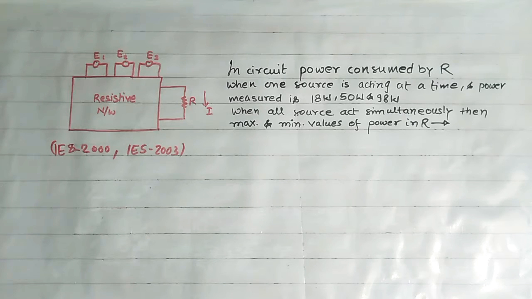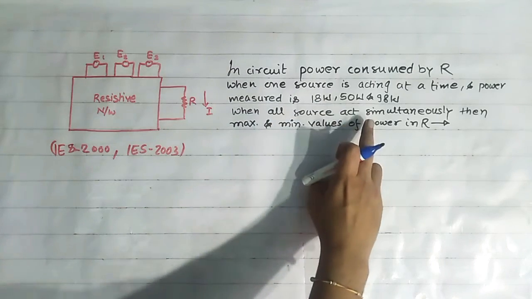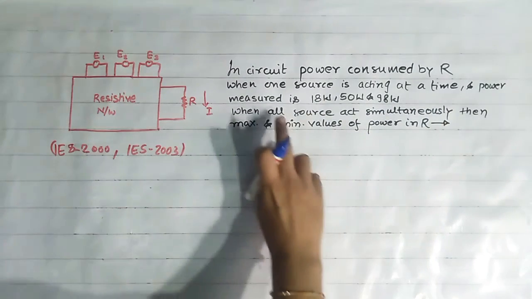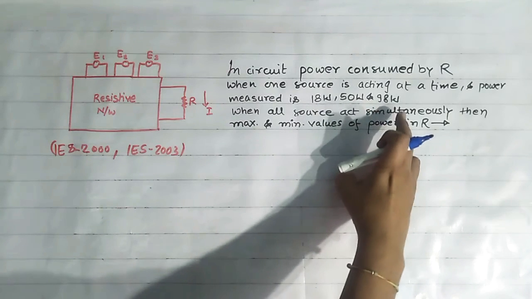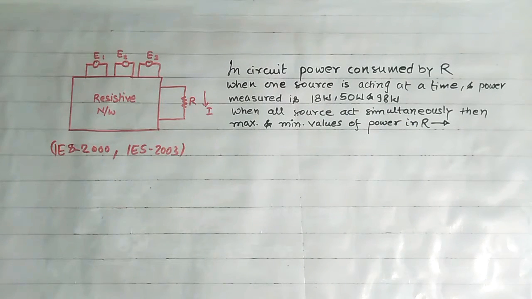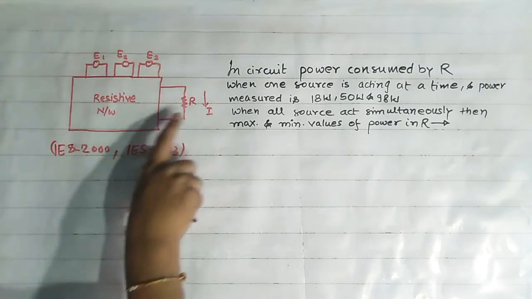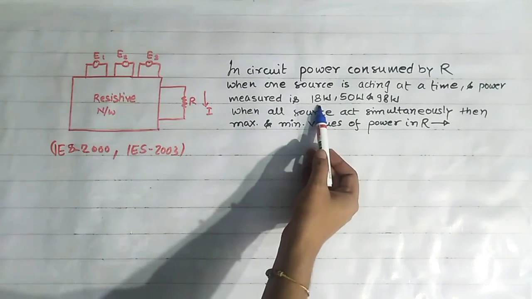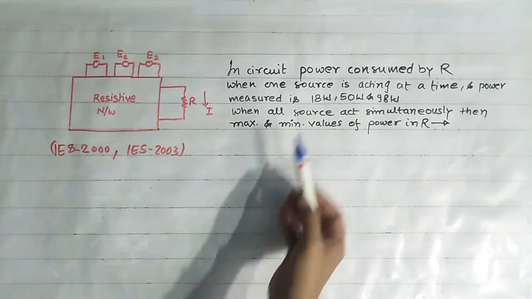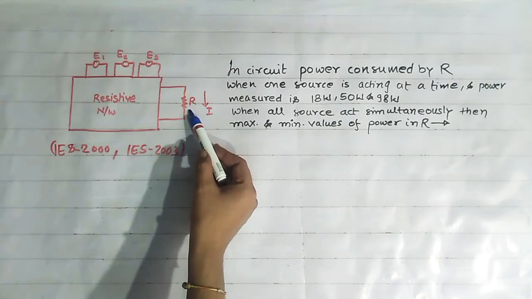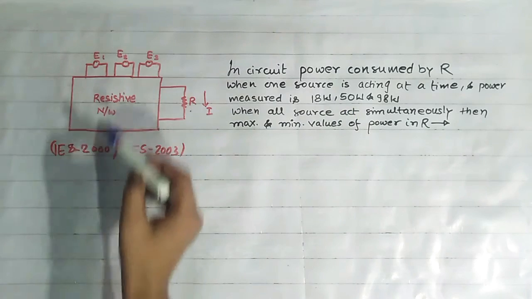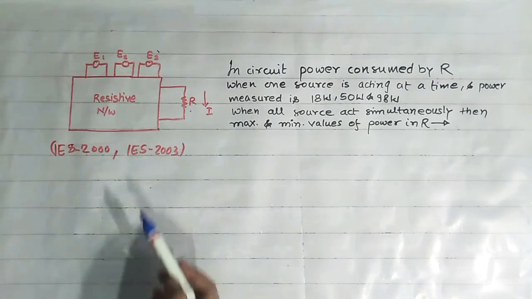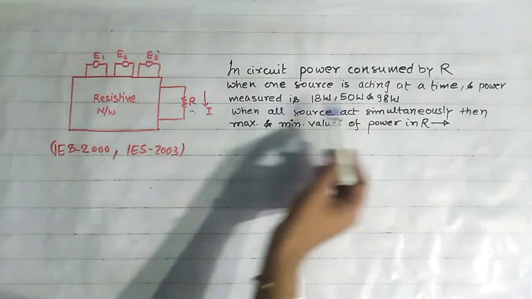Now see this question that has been asked in ES 2000 and ES 2003. Here in this circuit, power consumed by resistance R when one source is acting at a time is measured as 18 watt, 50 watt and 98 watt. It means when only E1 acts on this resistance, then power measured is 18 watt. When E2 acts, then power measured at this resistance is 50 watt, and when E3 acts alone, then power measured through this resistance R is 98 watt.